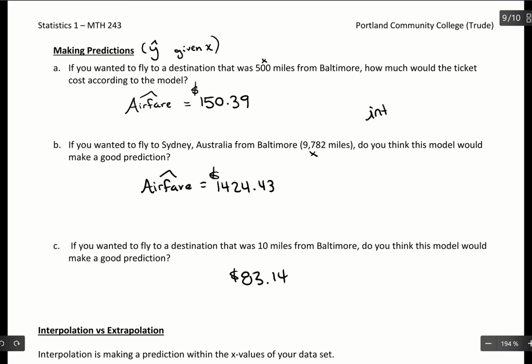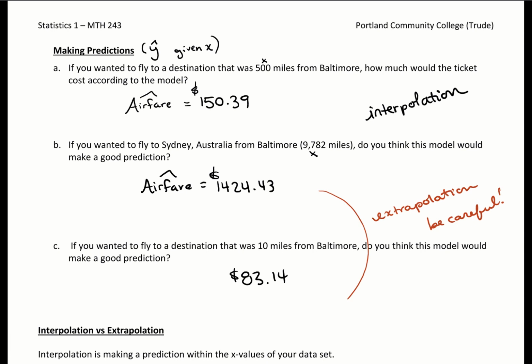This first example was interpolation. It's the idea of estimating within your data set, and you can really trust those values. That's where you want to use these predictions. But for these two cases, B and C, this is extrapolation, and we just want to be careful with this idea because we don't really know if the trend continues out that far.